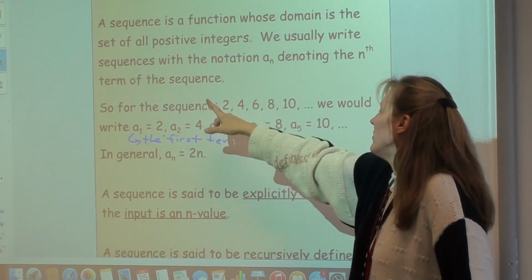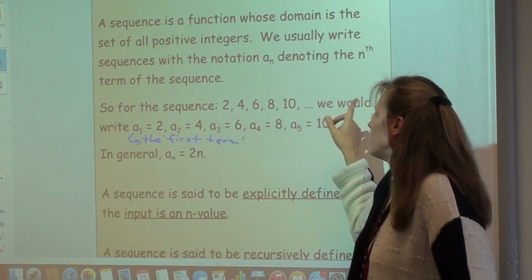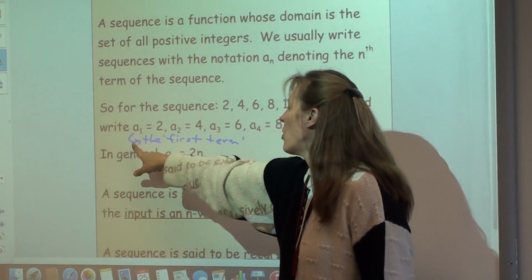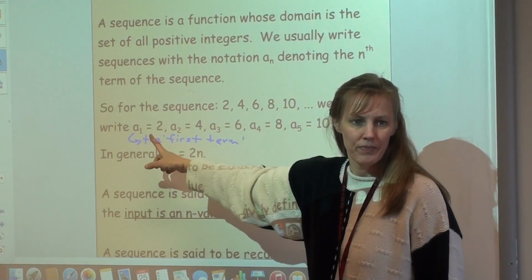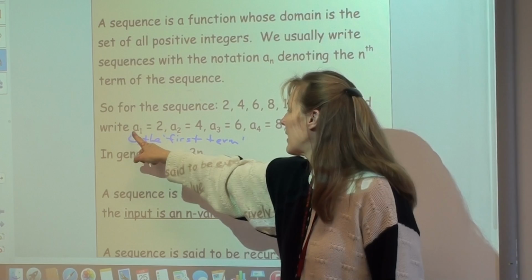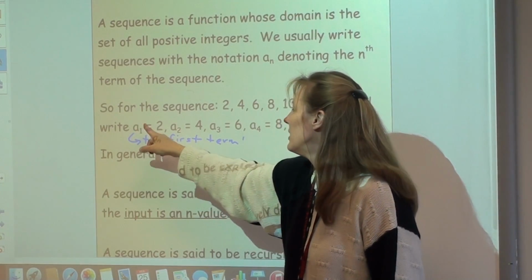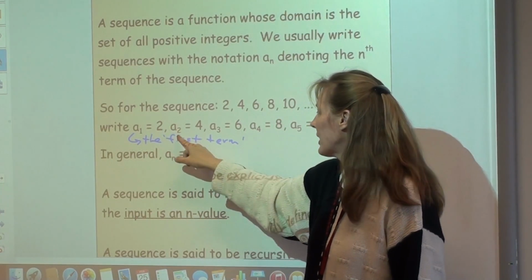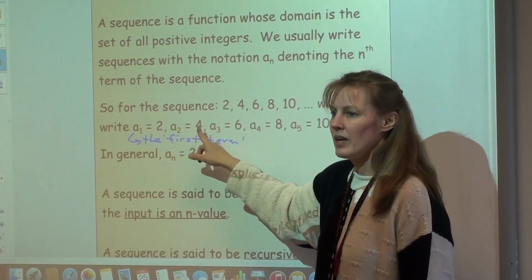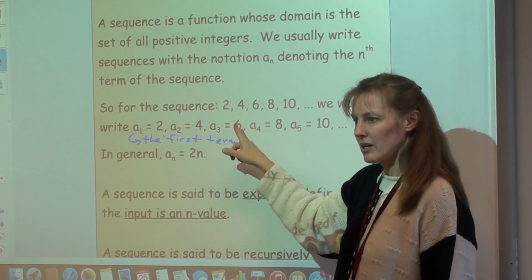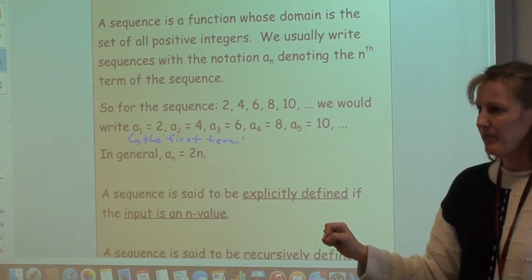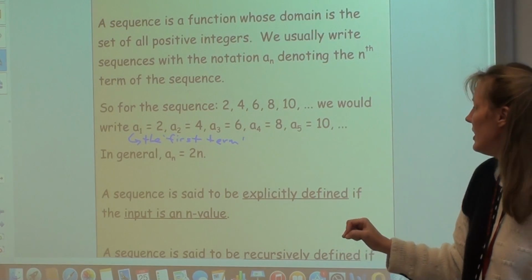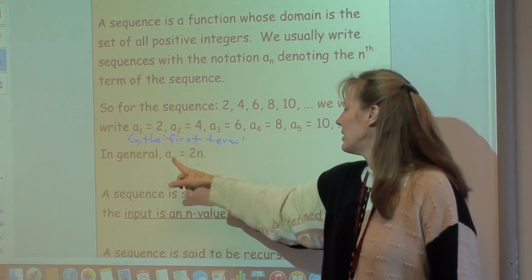So for example, if you have the sequence 2, 4, 6, 8, 10, and so forth, a sub 1 means the first term is 2. So the way we would read this is we say the first term is 2. The second term is 4. The third term is 6. The subscripts tell you which term you're talking about. Okay? And then in general, a sub n equals 2n.